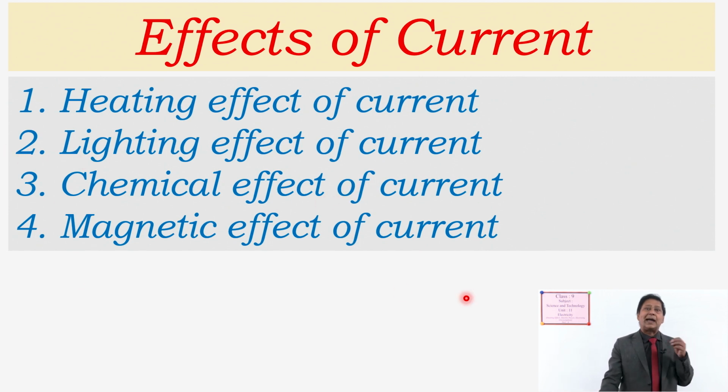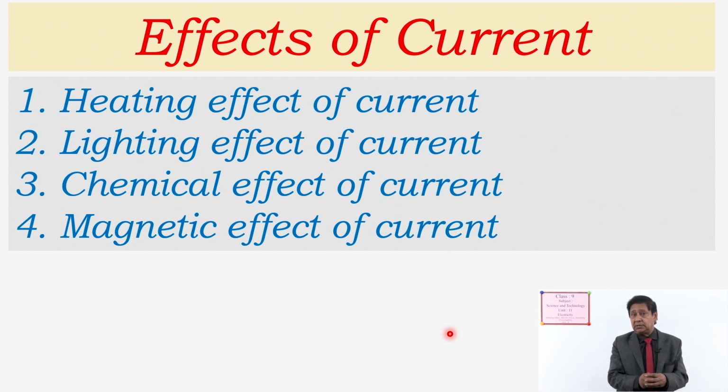What is lighting effect of current? The conversion of electrical energy into light energy by an appliance is called lighting effect of current. It's very easy. When we switch on the circuit and if there is a bulb in the circuit, then that bulb converts electrical energy into light energy. This is lighting effect. Chemical effect, what is it?